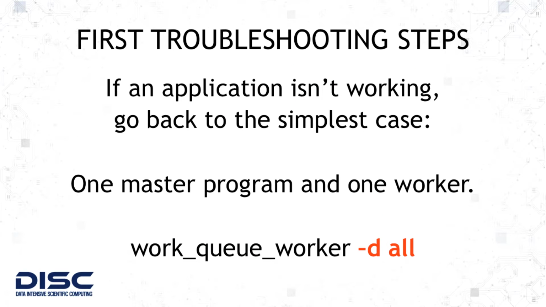Now, if things aren't going as expected, I have one important piece of advice, which is to go back to the simplest case that you can and make sure that works before you try scaling up again. That simplest case is to run one master program with one worker and make sure that works. If that isn't working, there's no point in running multiple workers. Then the second bit is to turn on debugging in the worker, because this will reveal a lot of detailed information about what's going on inside the machine.